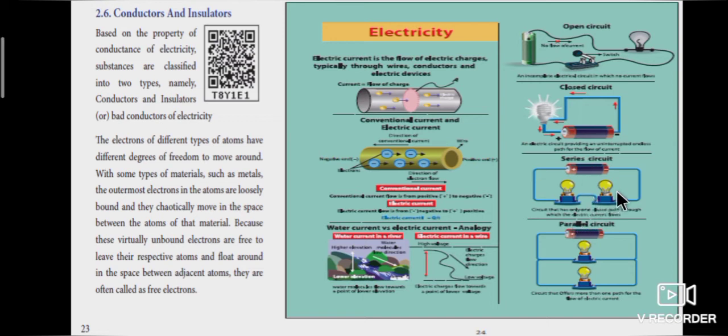Next one, series circuit. A circuit that has only one closed path through which the electric current flows is a series circuit. Second one, parallel circuit. A circuit that offers more than one path for the flow of electric current. This parallel circuit is what we use in our homes.